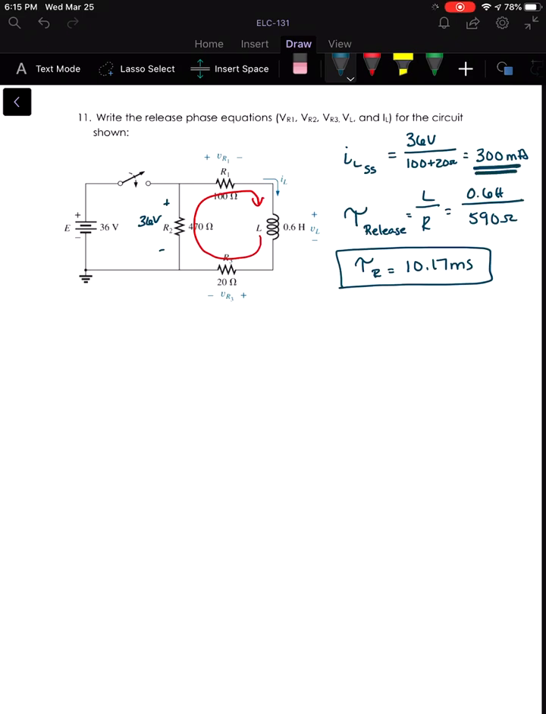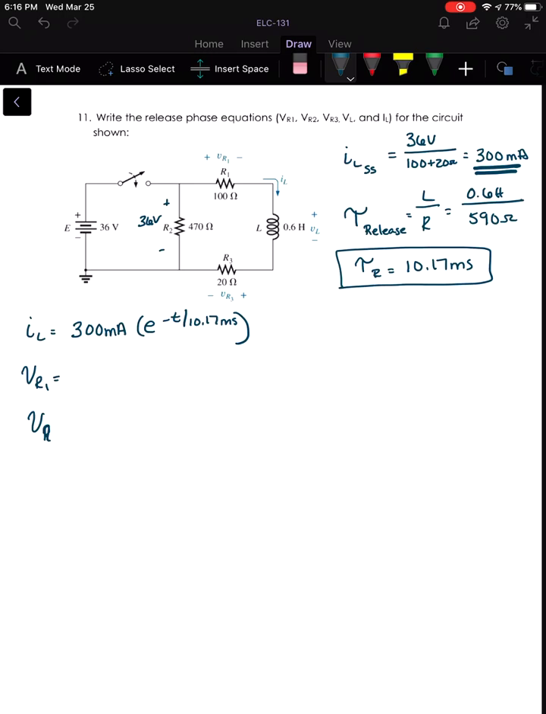Once we've found that and we know what our steady state current would be, we are ready to write some equations. Let's look at I sub L, for instance. That's kind of an easy one, because I sub L is going to start at the current it was at when we entered the release phase, and it's going to release that energy back through the circuit in 5 time constants. So we're going to go from a maximum of 300 milliamps down to 0. Pretty simple there.